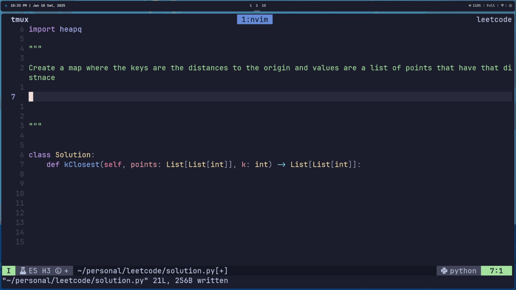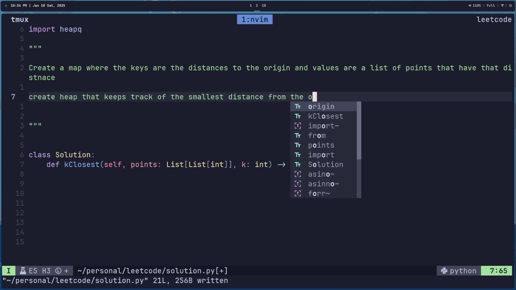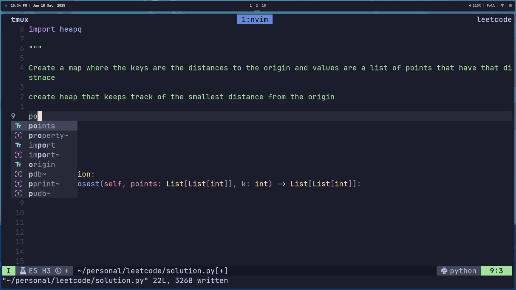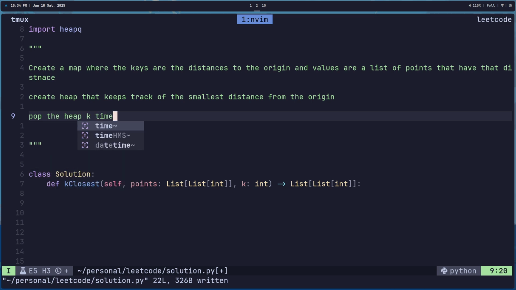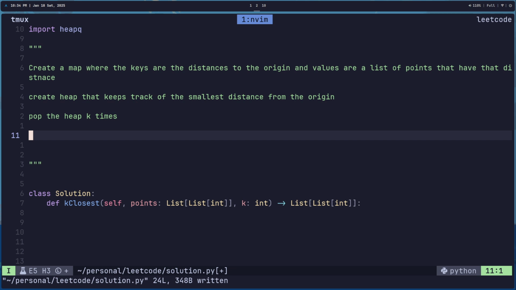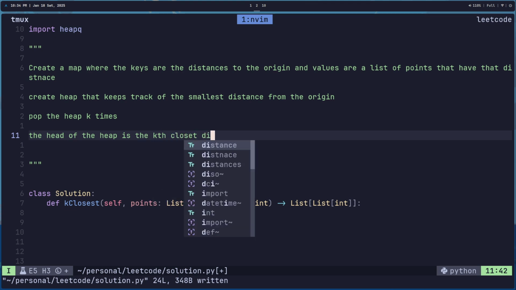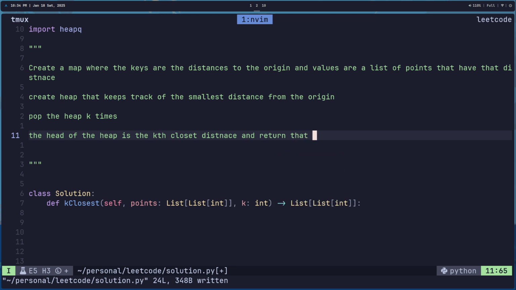Create a map where the keys are the distances, and then create a heap that keeps track of the smallest distance from the origin, and pop the heap k times, and the head of the heap is the kth closest distance, and return that list.